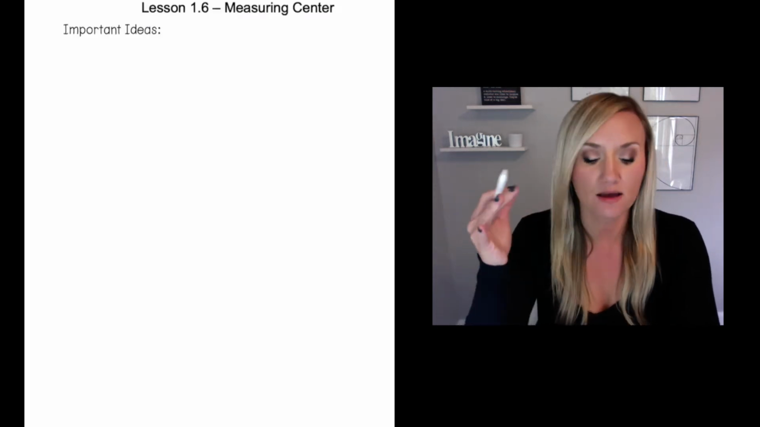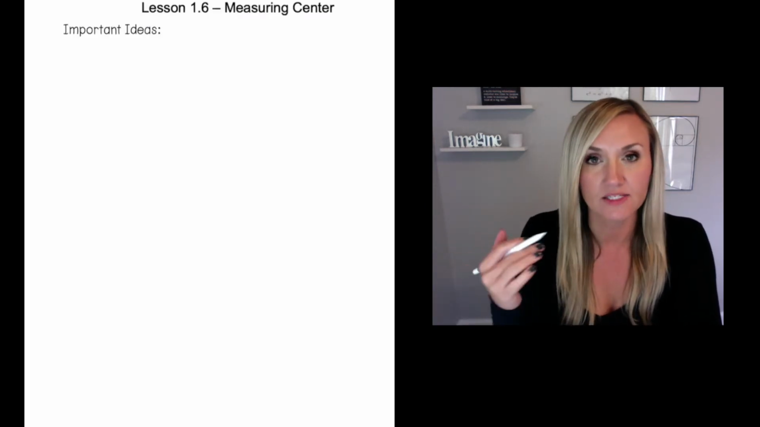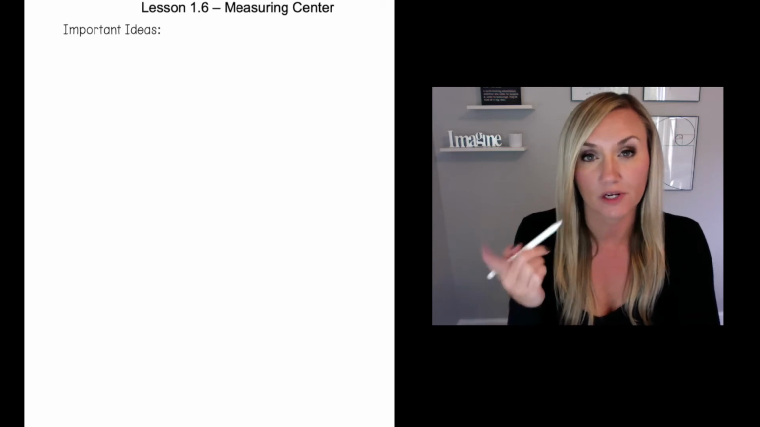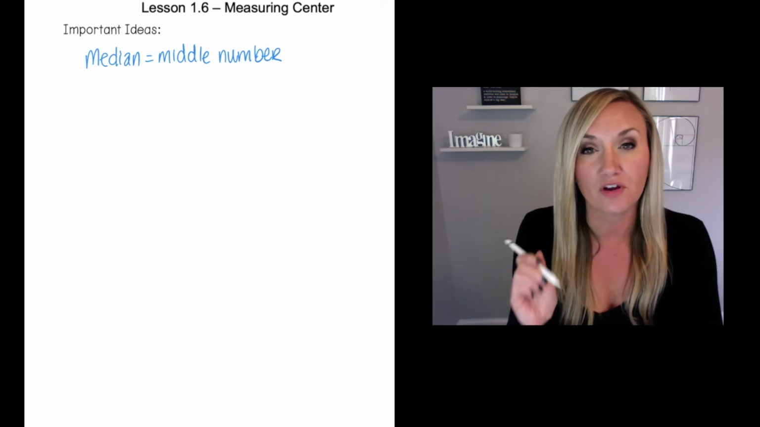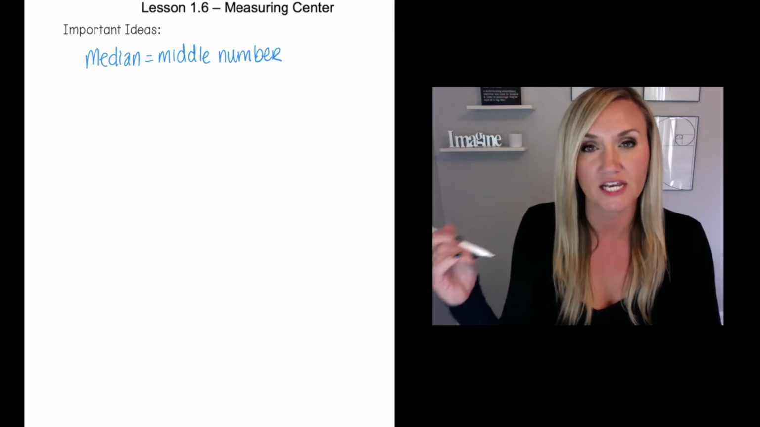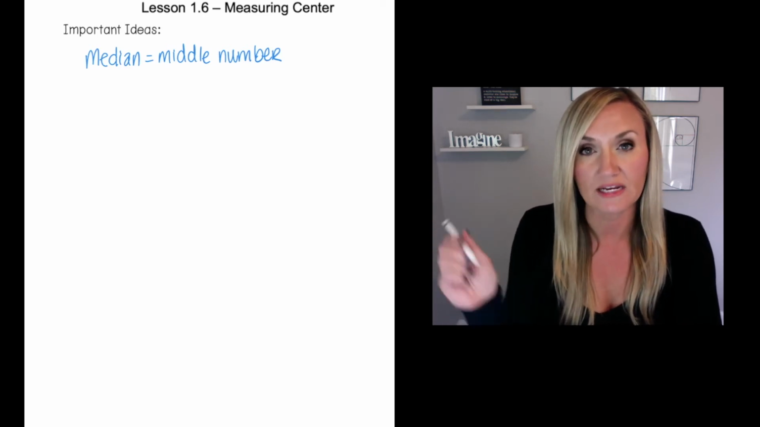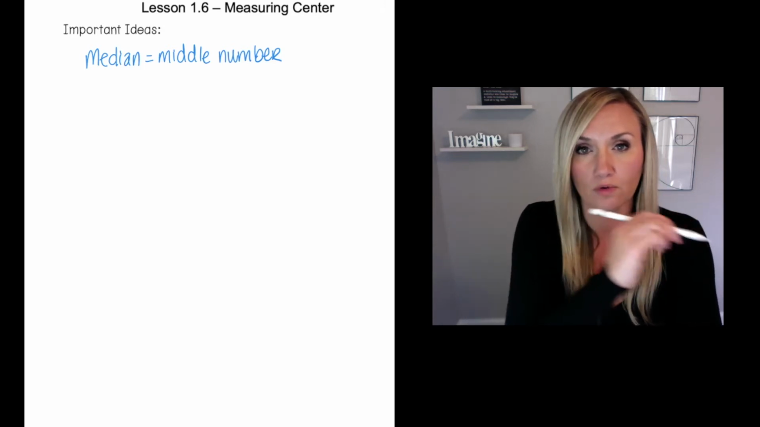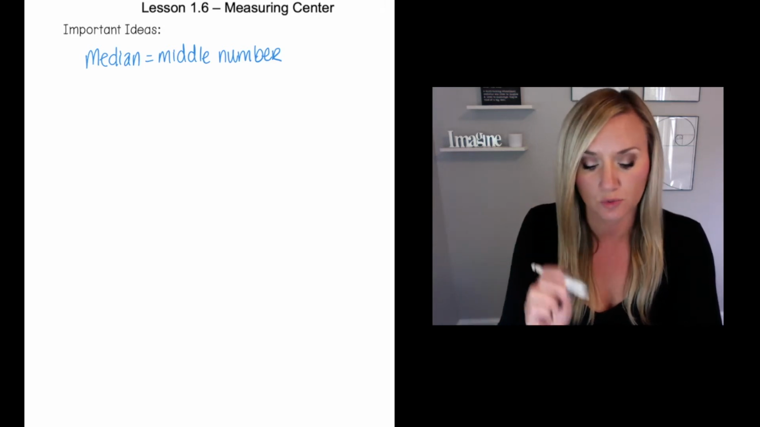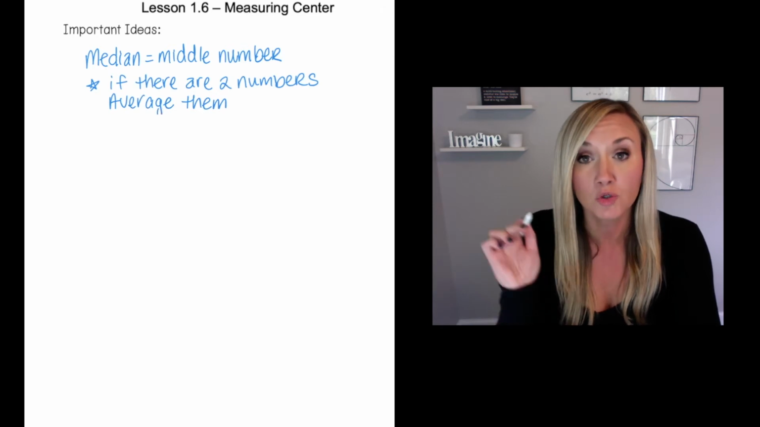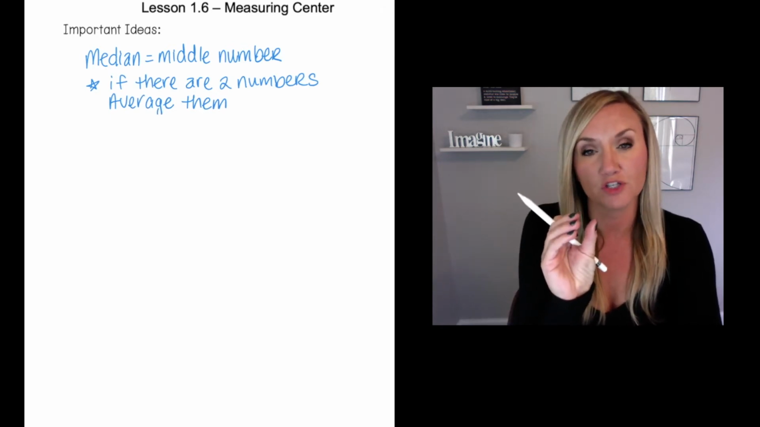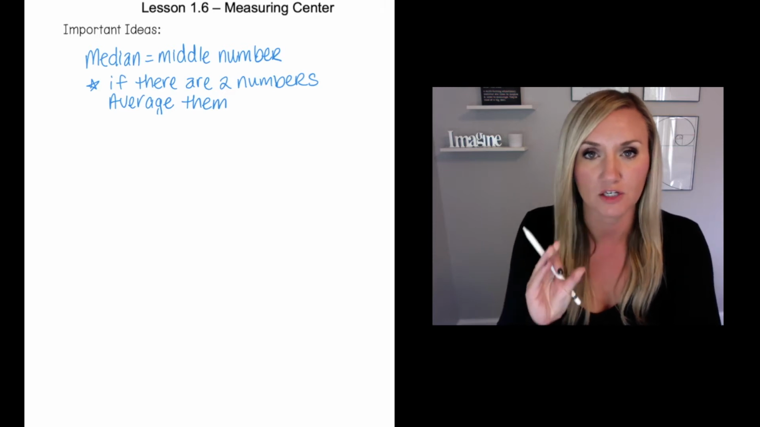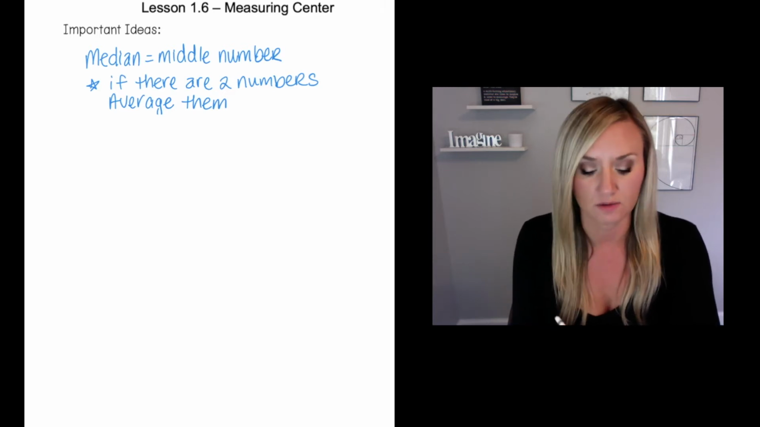Okay, so here are some important ideas when we are measuring the center. We're going to start with median first. Median is the middle number. Very important, you need to put all of your data from least to greatest, and then you mark off all the way along until you get to the center. Now, if there are two numbers that you end up with, then you need to average them. Add the two together, divide by 2, and you will find the median.